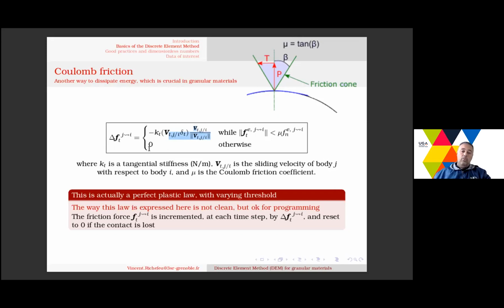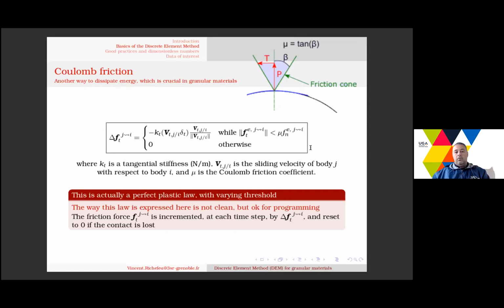This is a law which is hard to implement the first time. But actually, there is something with this law. It is wrong. It is actually wrong for many reasons. The first reason is that it is not objective. It is not an objective law. It depends on the observer.